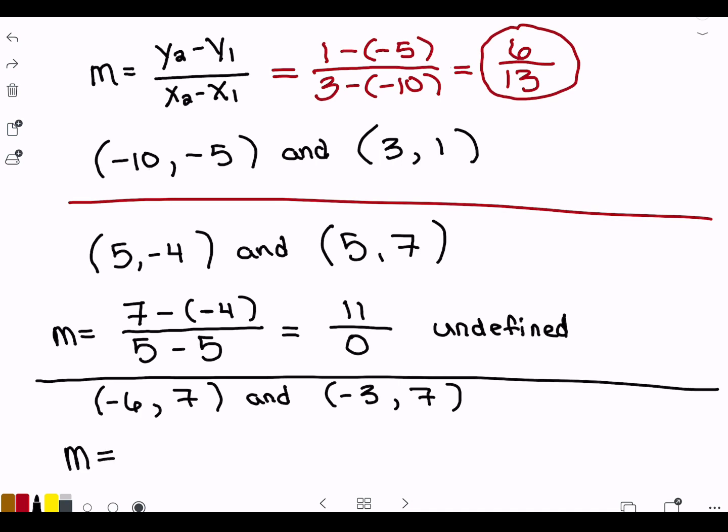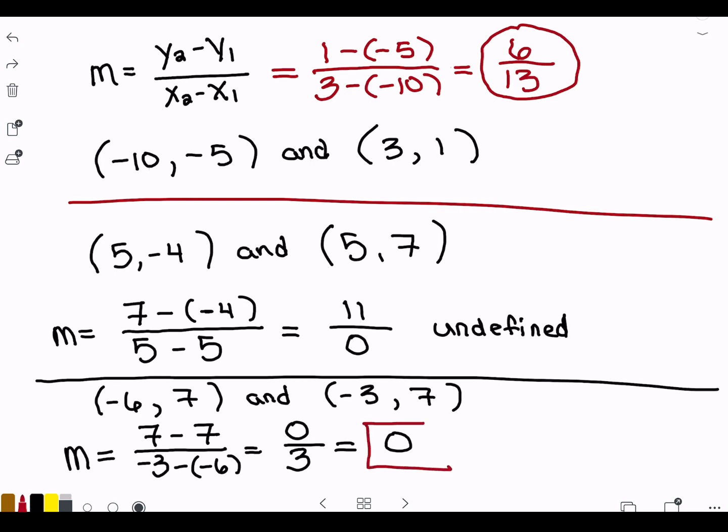So let's use our slope formula. 7 minus 7 at the top, that's y2 minus y1, and -3 minus -6. So at the top I have 0. At the bottom, that's going to be -3 plus 6, which is 3. So 0 divided by 3, that actually gives you 0.